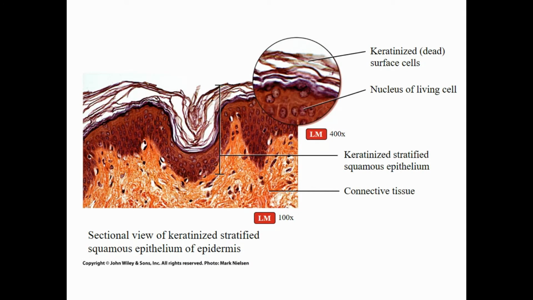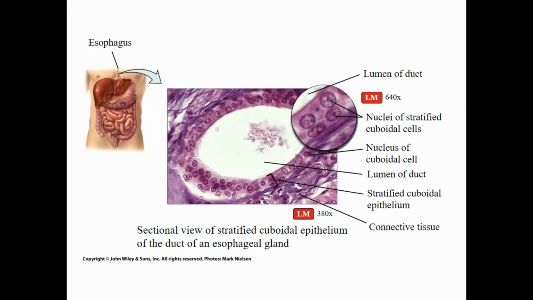And we go to the skin where the cells are dead. This is the same, but different because they contain keratin. So this would be considered keratinized stratified squamous. And we'll move on to the esophagus.